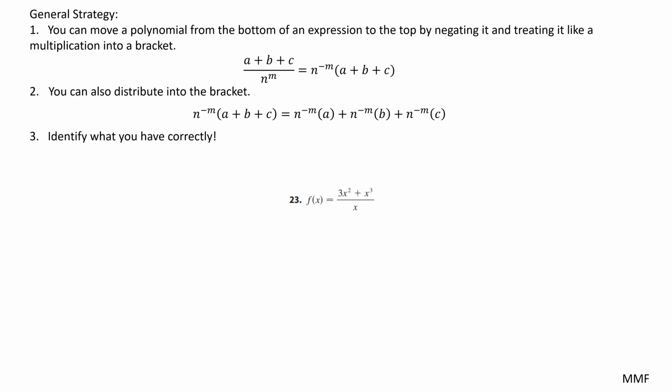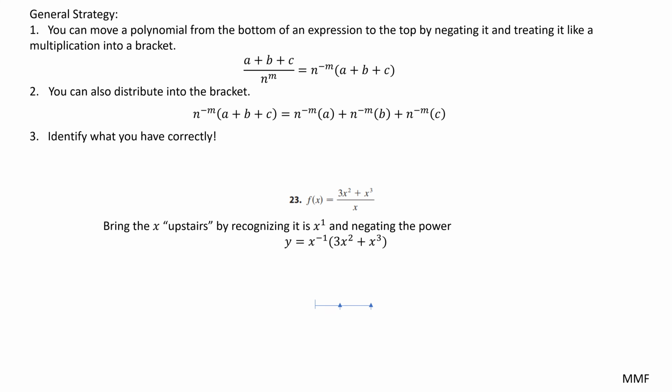So if we start right here with this, I'm going to move the x to the top by making it a negative x and moving it outside the bracket. So nice and simple. All I do is move the x to the top and throw some brackets around it because now I'm treating it like it's a multiplication. Now here we have to distribute the x to the power of -1 against both terms. So I'm basically just multiplying, right?